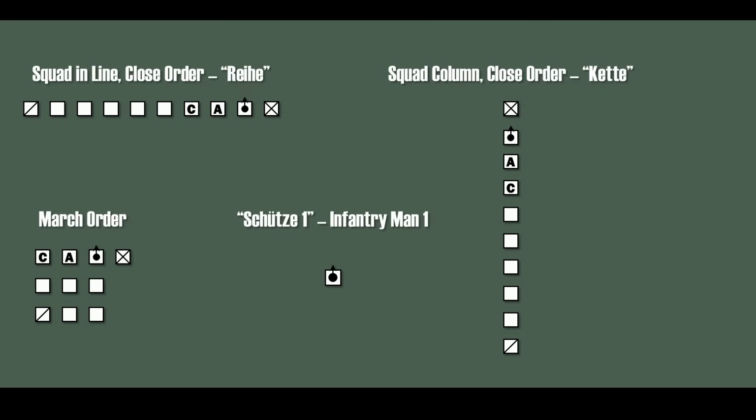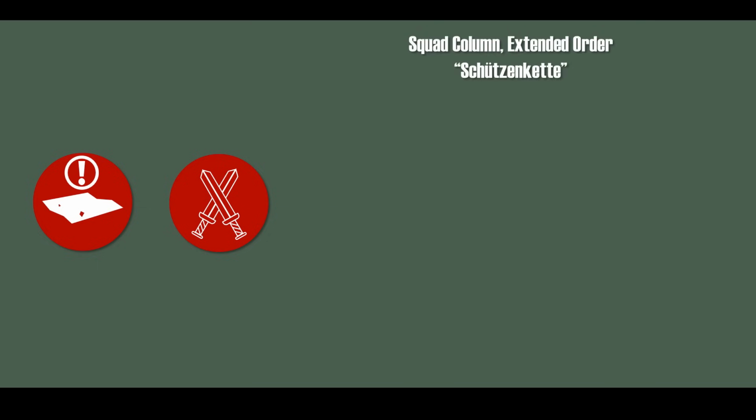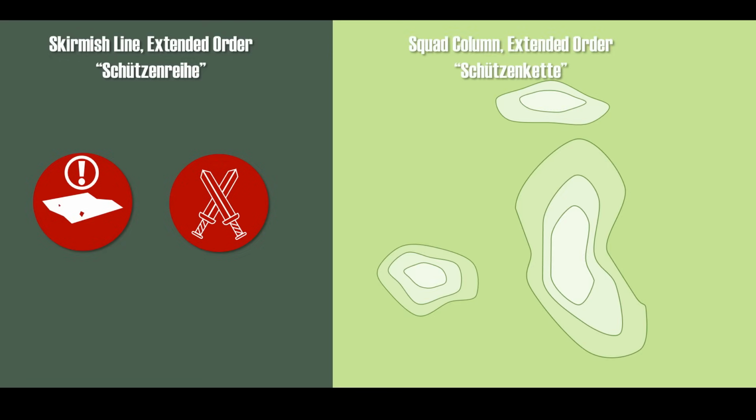These were close order formations that were not suited for dangerous situations. Close order formations were abandoned if the situation changed due to terrain, hostile activity or other circumstances. The basic extended order formations were the squad column or Schützenkette and the skirmish line or Schützenreihe. The squad column in extended order was not a straight line, instead the soldiers used terrain for cover. Although the principal order of the line remained, note that the second in command was at the end, ensuring that the squad stayed together.